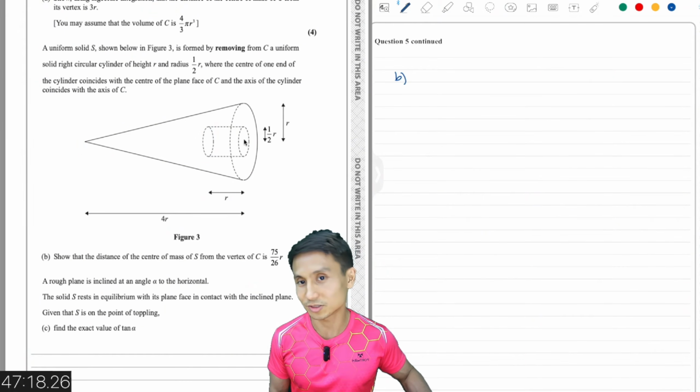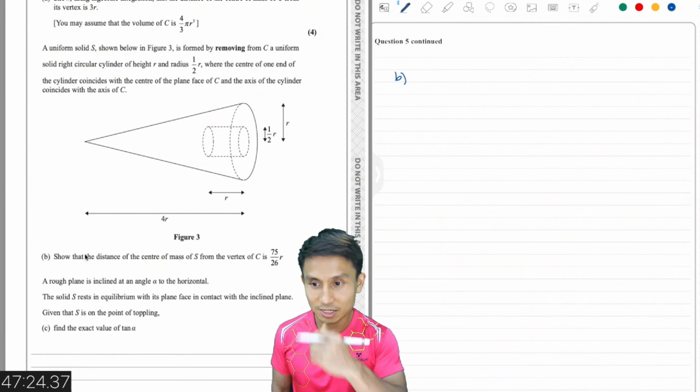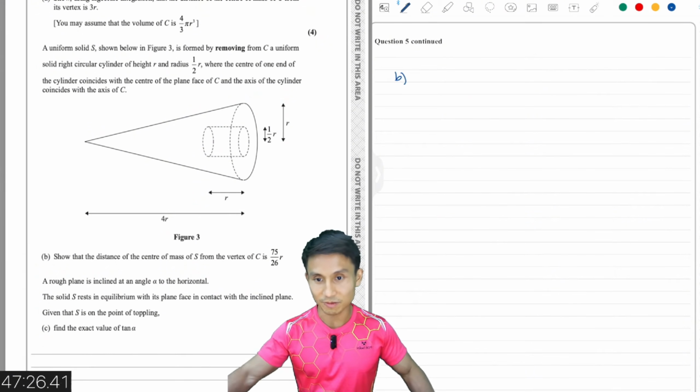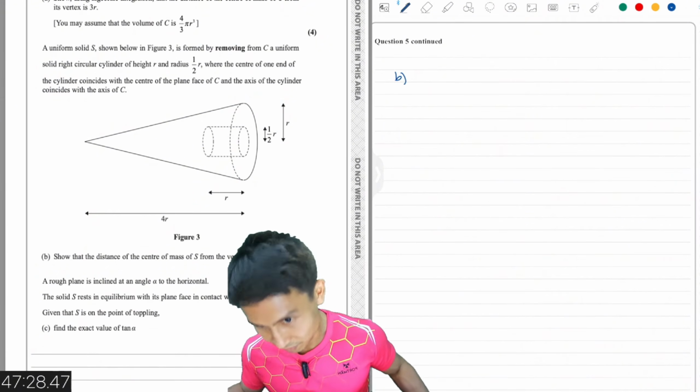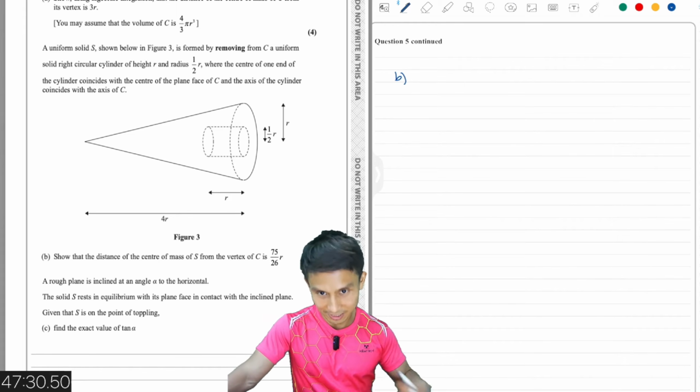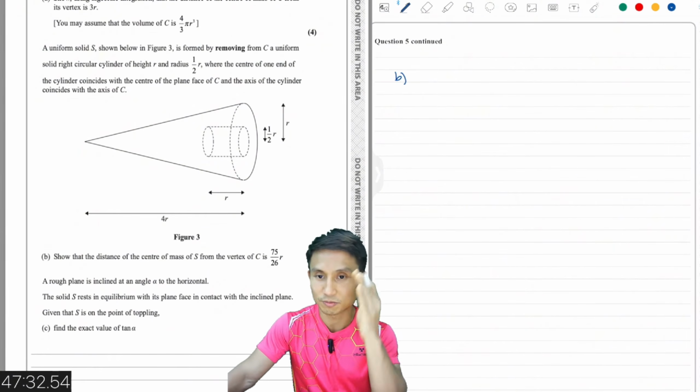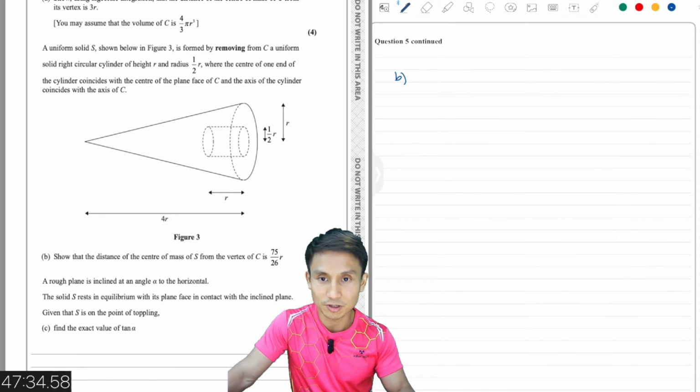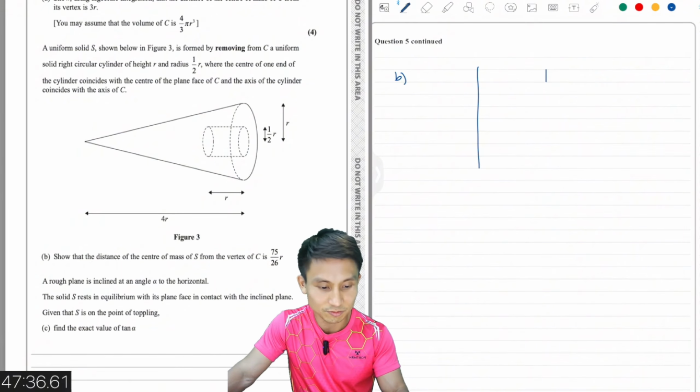All right. So it's just saying that the base of the cylinder here is just on the base of the cone, basically. B, show that the distance of the center of mass of S from the vertex of C is that. Now we use composite body. Yeah, the concept of composite body. Maybe we should do a table. Maybe easier.